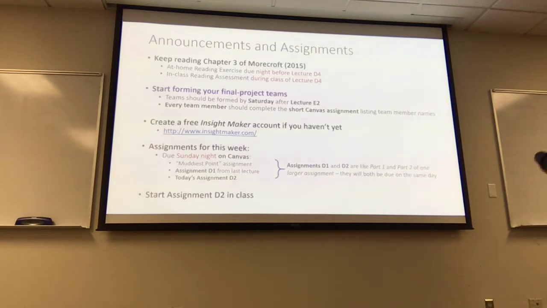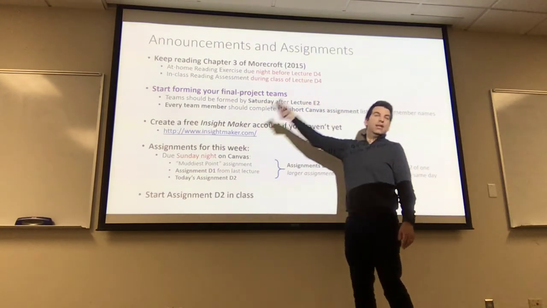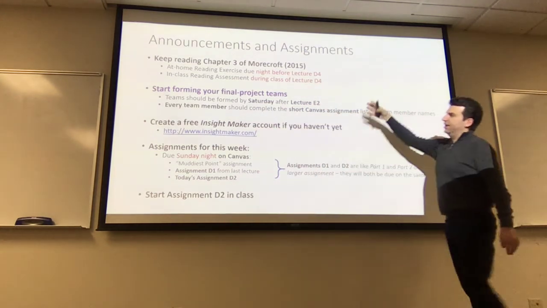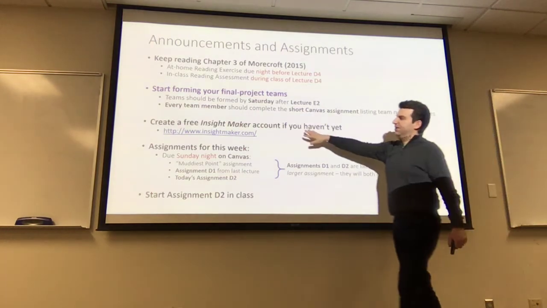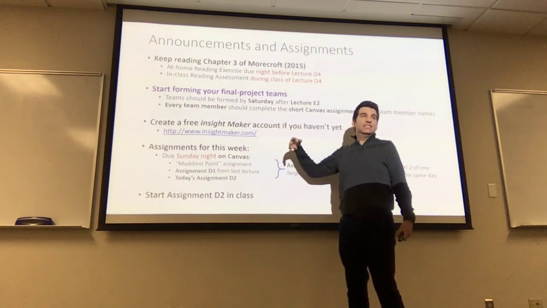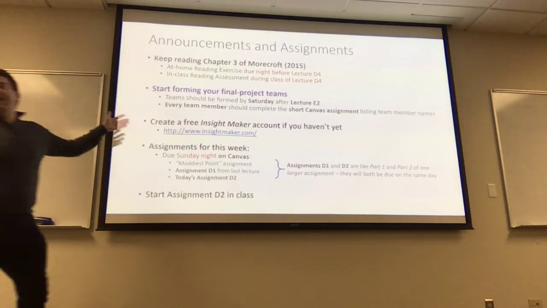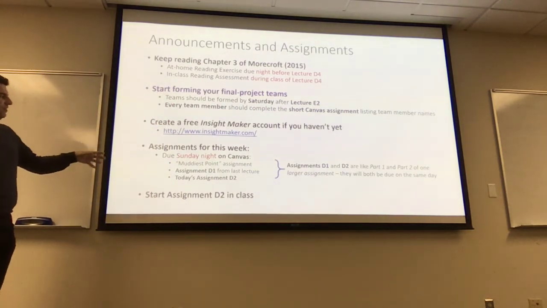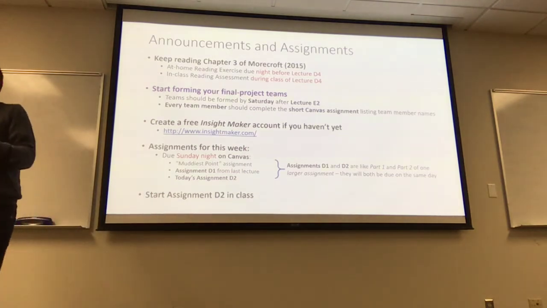So looking forward, start reading chapter 3. That'll be due basically in a week. Again, I mentioned it last time, start forming your final project teams. It would be a good idea to get an InsightMaker account, unless you really like Vensim. You can use Vensim as well for all the InsightMaker stuff. And we'll go over how to use both. And then assignments for this week, there's these assignments D1 and D2 are kind of like part one and part two.